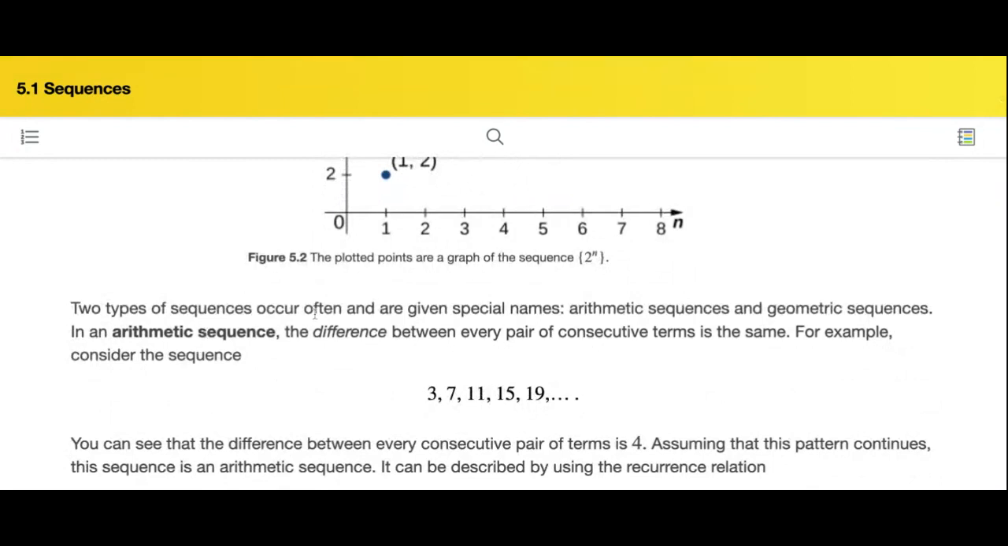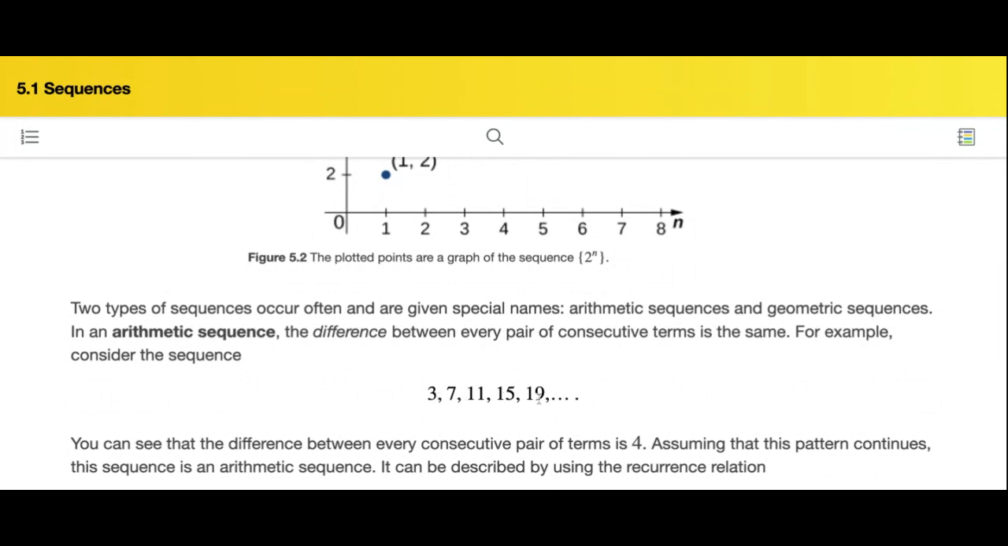So there are 2 types of sequences that occur often and are given special names. One is called an arithmetic sequence, and another one is called a geometric sequence. In an arithmetic sequence, the difference between every pair is constant, is the same. Let's see this one.